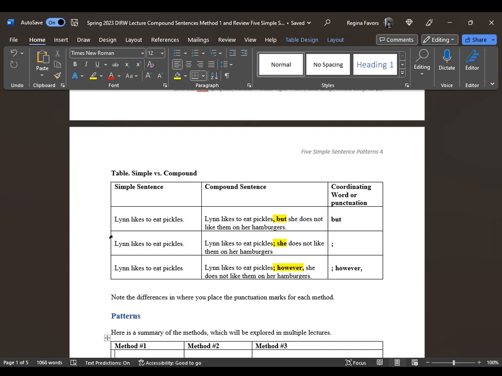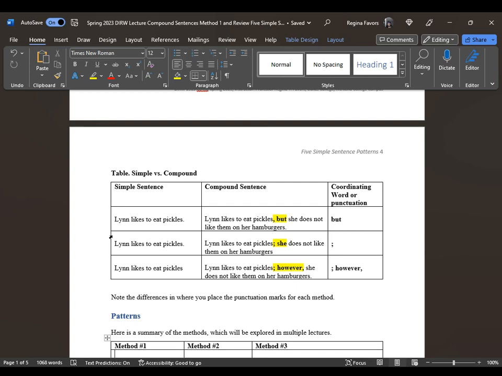So Lynn likes to eat pickles. Remember, on all three rows under the simple sentence column it is going to be Lynn likes to eat pickles. We don't know why she likes to eat pickles. It doesn't really matter in terms of us understanding that this is an independent clause, a simple sentence, and it can function by itself. But when we want to answer why she likes to eat pickles or what her tastes are or if there's any contrast, then we can add one of the fanboys.